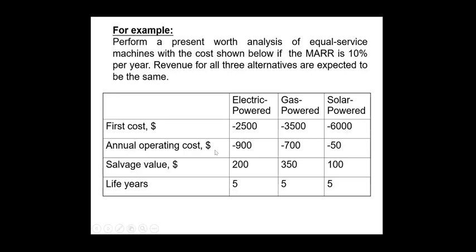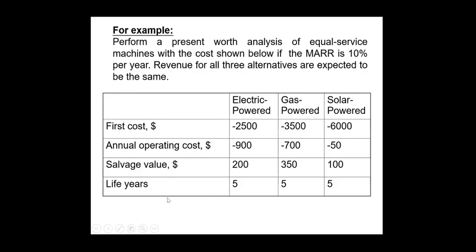Okay, and we have the equal payment series of annual operating cost. The first alternative is 500. The second alternative is 700, and the third is 50.